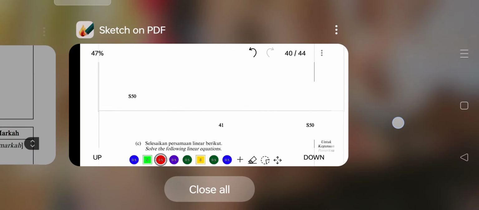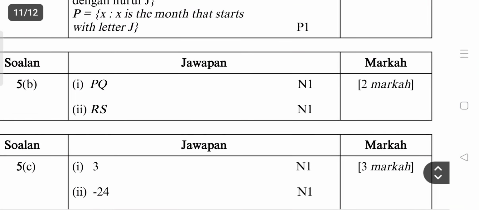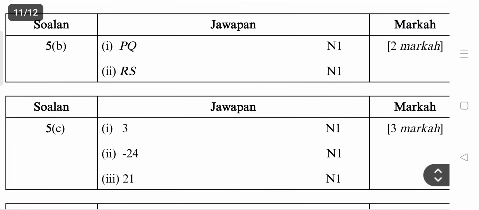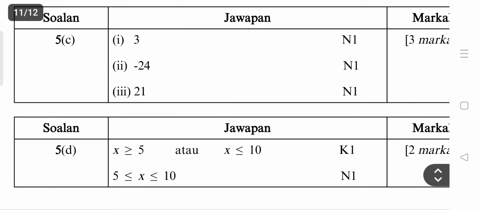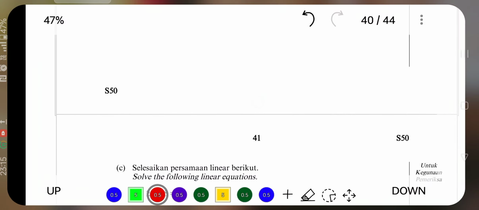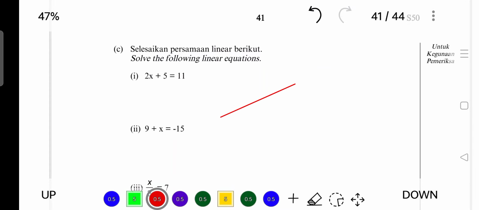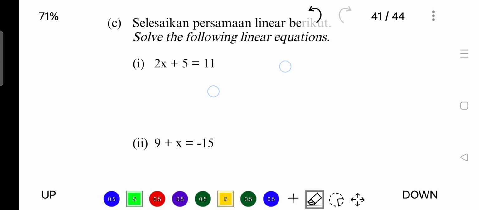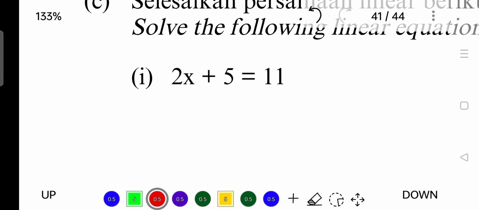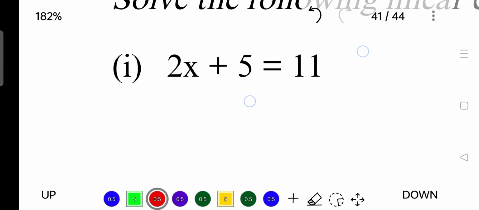We have 2 hypotenuse, so you get 2 marks over here. Is that correct? Let's look at the answer. Yes. N1, N1. There is no K1 or P1 here. Straight away to your answer. And we have question 5C. This one, you have to solve the linear equation. And this is quite interesting. Definitely every year you'll have these type of questions. These and also the linear inequalities, right? All of those are very famous questions, right?